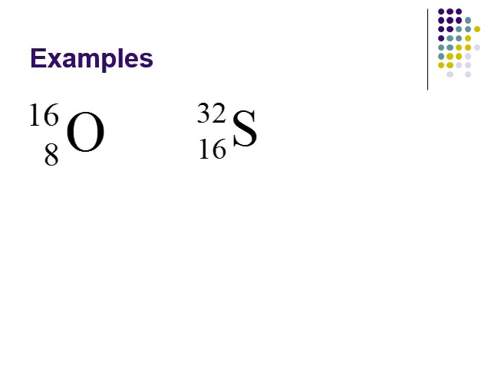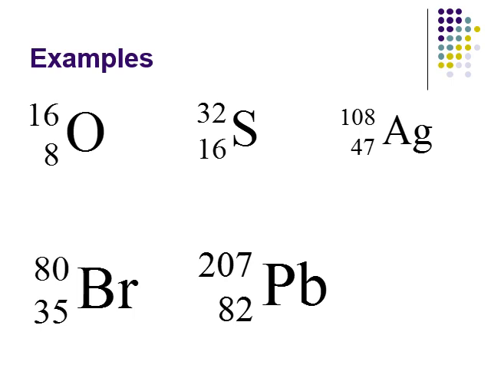So here are some examples. All of these are shorthand ways of symbolizing specific atoms. We can see here the bottom number in each case is the atomic number, and the top number in each case is the mass number. And if I want to find the number of neutrons, how do I do that? We just subtract them. I like this format because it makes it very easy to do the subtraction. It looks like a subtraction problem: subtract the bottom number from the top number. That gives you the number of neutrons.